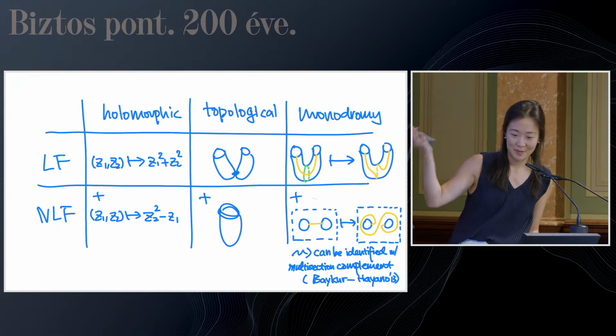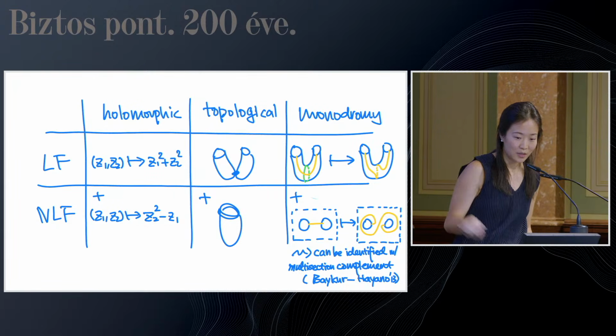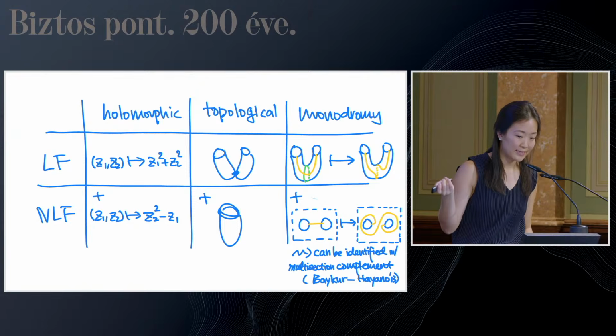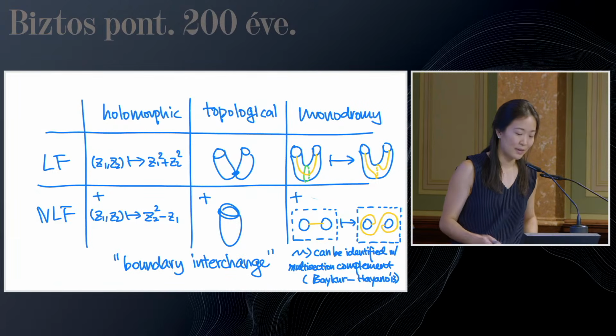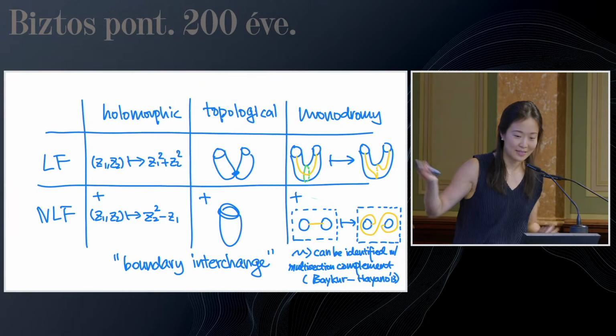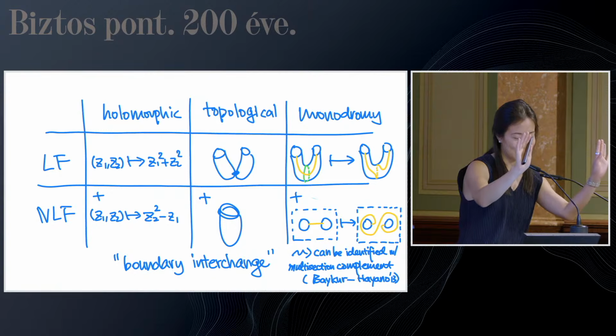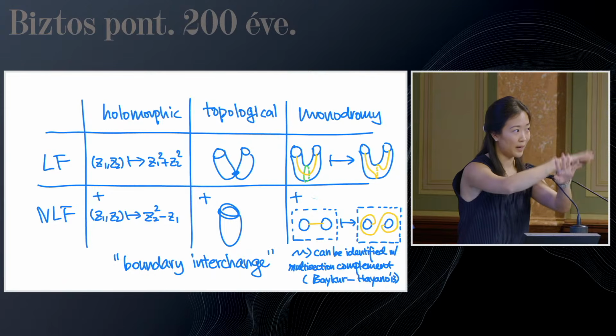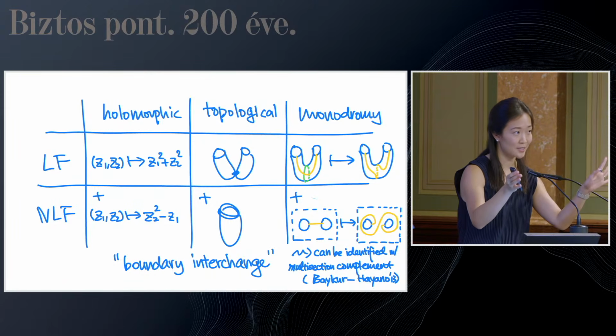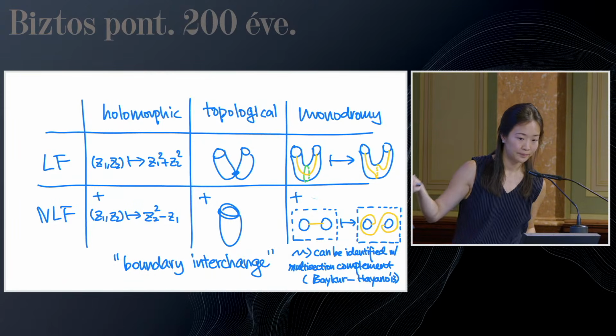So maybe let me say something more. These monodromies can be identified with multisection complements already studied by Baykur and Hayano. And as mentioned, we call these boundary interchanges. And I want to emphasize again, these are monodromies that hadn't been studied before because they move the boundary of your pages. So these are not compactly supported.